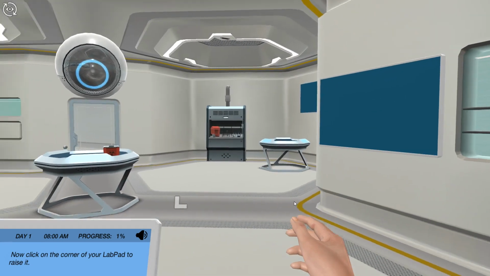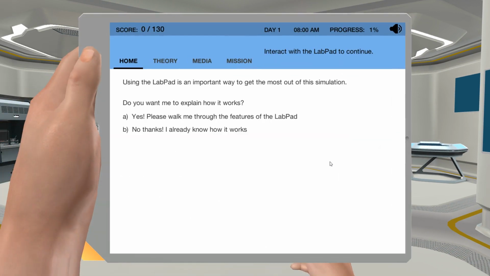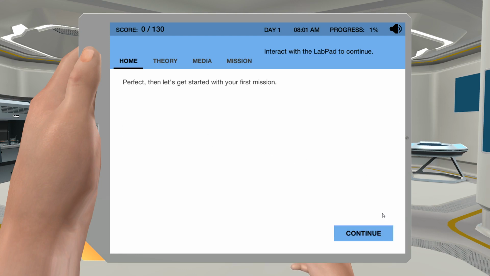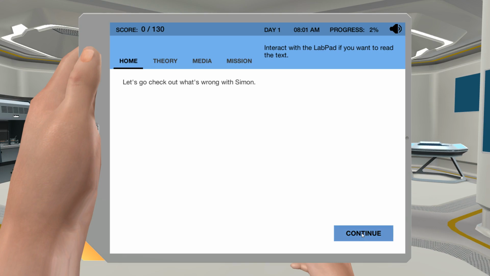Now click on the corner of your lab pad to raise it. Using the lab pad is an important way to get the most out of the simulation. Do you want me to explain how it works? Perfect. Then let's get started with your first mission. Let's go check out what's wrong with Simon.